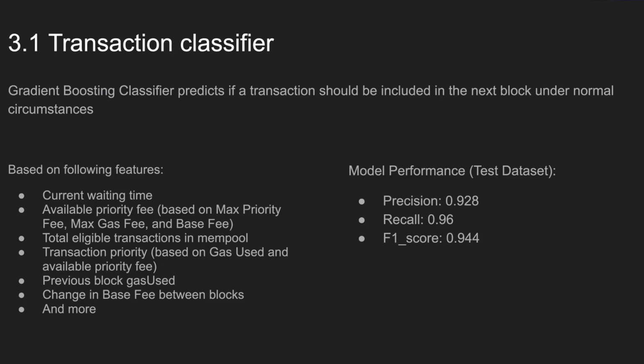A number of total eligible transactions in the mempool before this block. A transaction priority within this mempool. It's based on the total gas used by the transaction and the available priority fee.